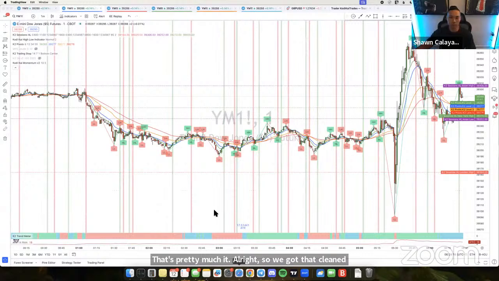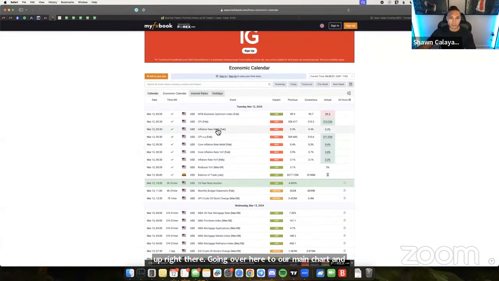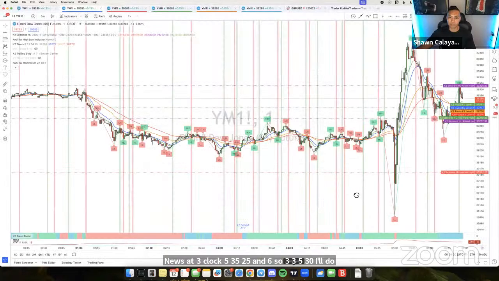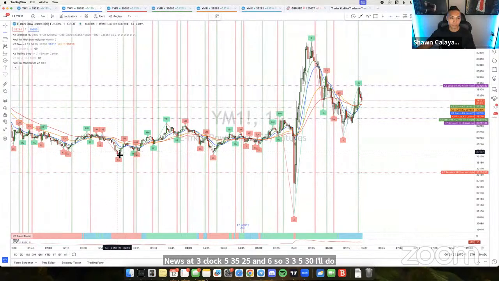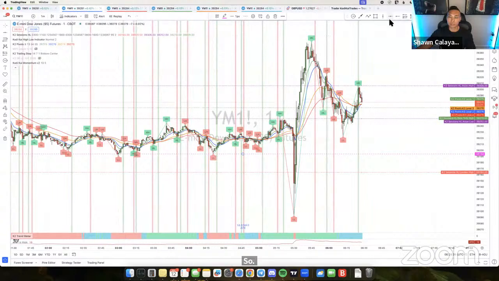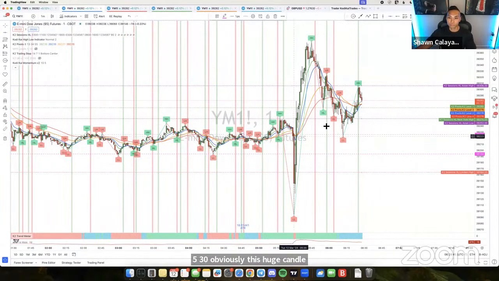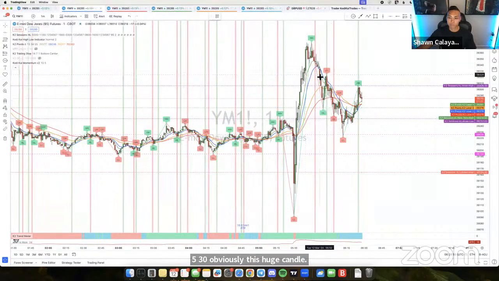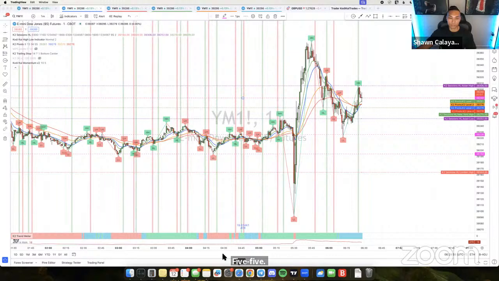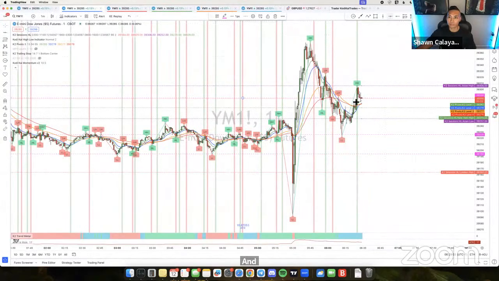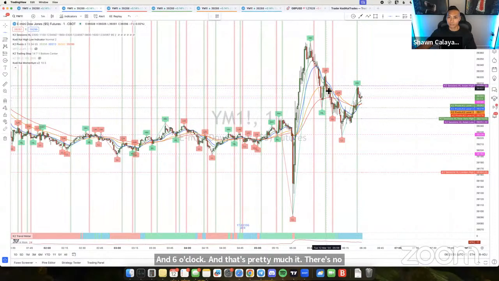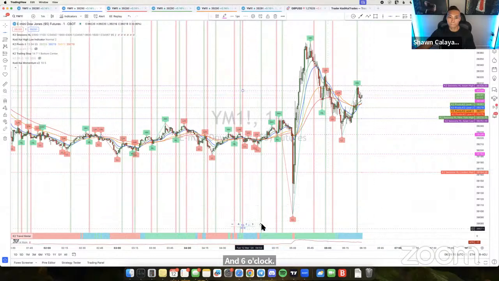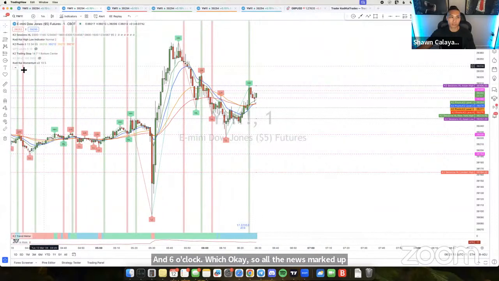Going over here to our main chart, we had news from this morning, of course. News at 3 o'clock, 5:30, 5:55, and 6. So 3, 5:30, I'll do those two first. 3 o'clock, 5:30, obviously this huge candle. 5:55. And 6 o'clock. And that's pretty much it. There's no other news for today. So we got all the news marked up right here. Price is pretty much in between a bunch of the sessions.